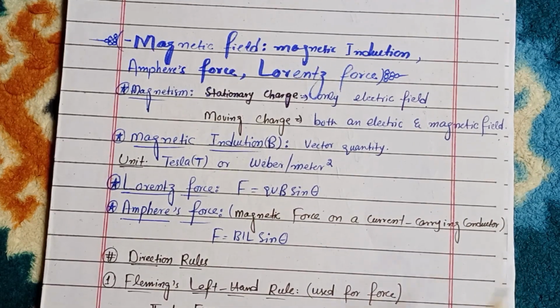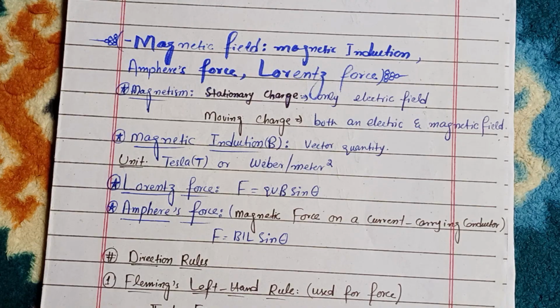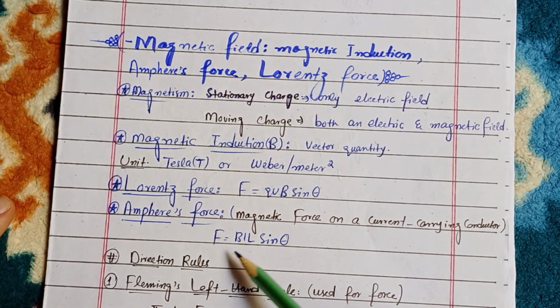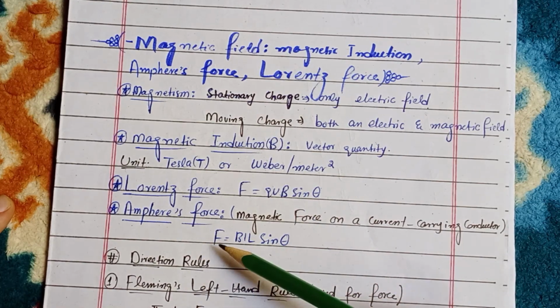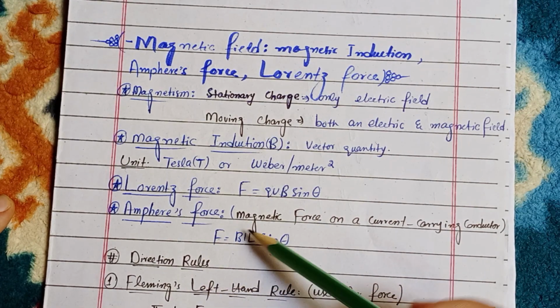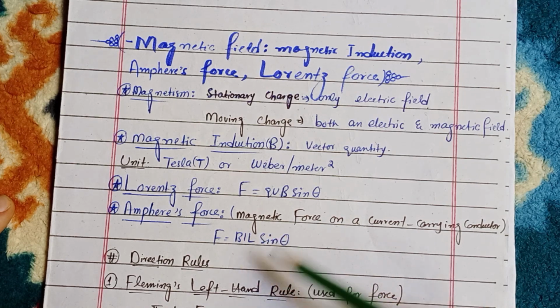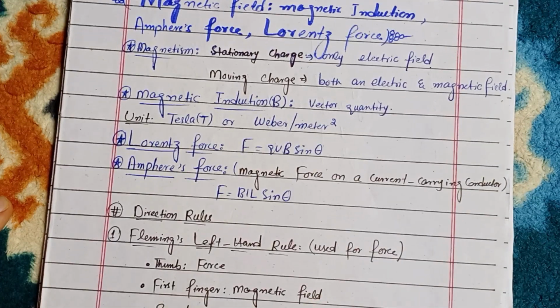What is the ampere force, and what is its formula? It is the magnetic force on a current-carrying conductor, and its formula is F equals B I L sin theta. Here F represents force, B represents the magnetic field, I represents current, L represents the length of the current-carrying conductor, and theta is the angle between them.